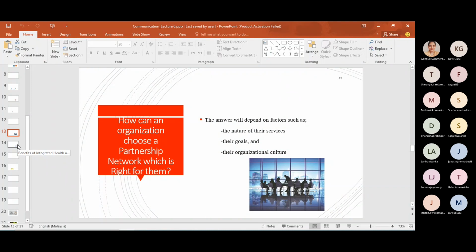Okay, so when you have to choose a partnership model that is right for you, you have to study these factors about your organization before choosing the model. You can study these factors, get a very clear idea about your own organization or your own company, and then based on that understanding, you can choose the partnership model.